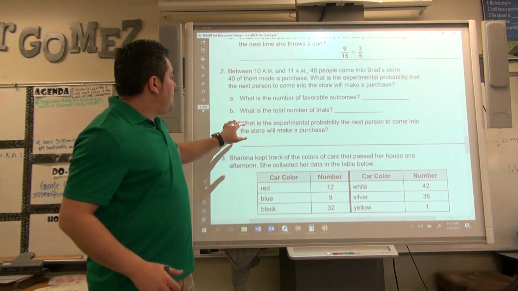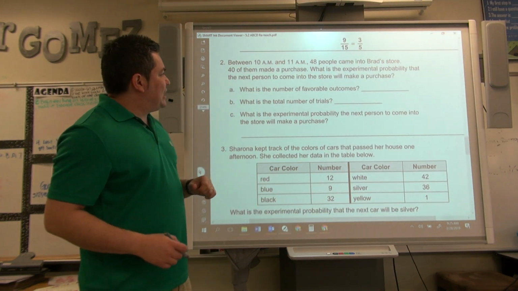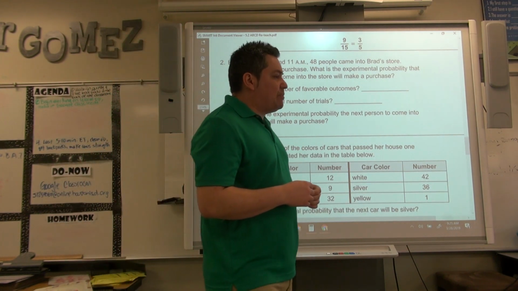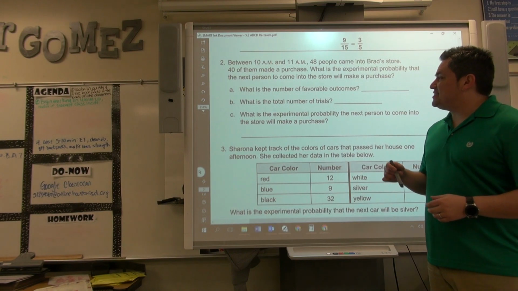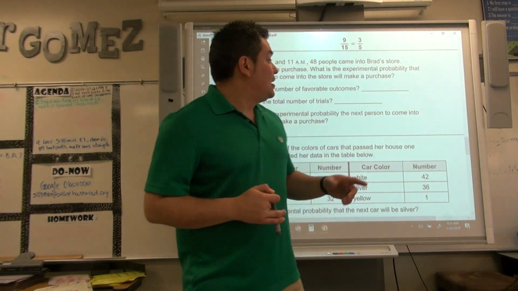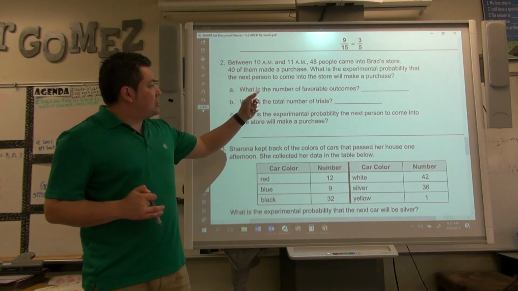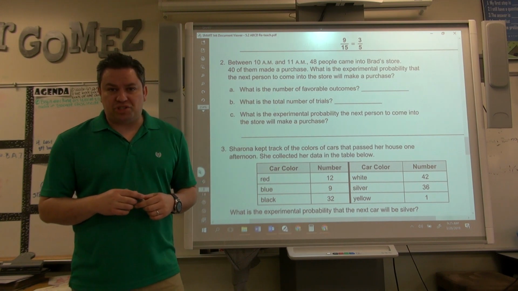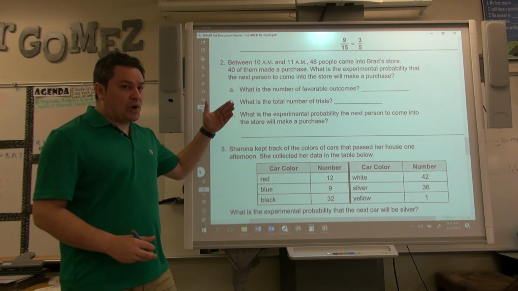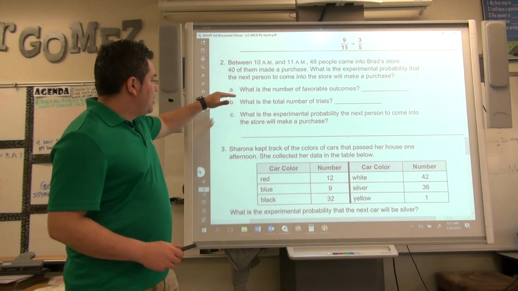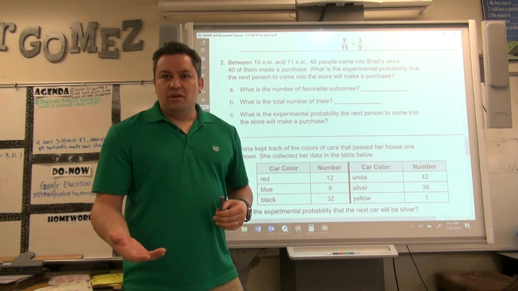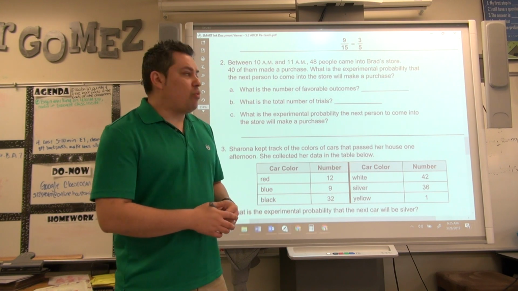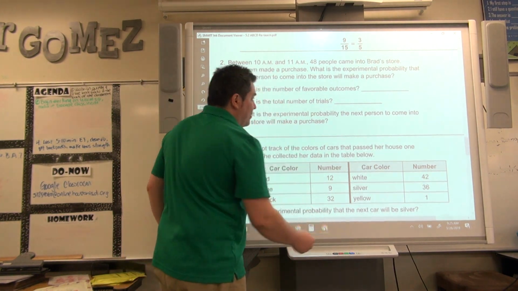Now, number 2: between 10 a.m. and 11 a.m., 48 people came to Brad's store. 40 of them made a purchase. What is the experimental probability that the next person that comes into the store will make a purchase? So again, the same questions as the previous video. What is the number of favorable events? If you have a store, you want a purchase, right? So what is the favorable event in this case?